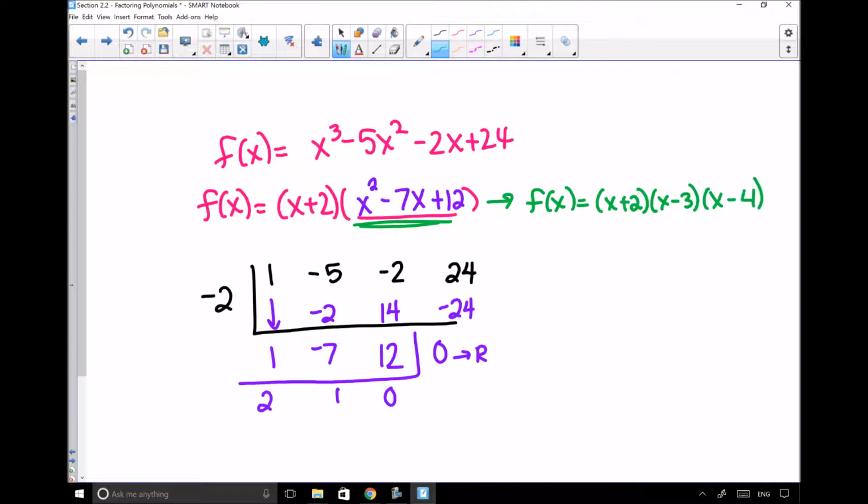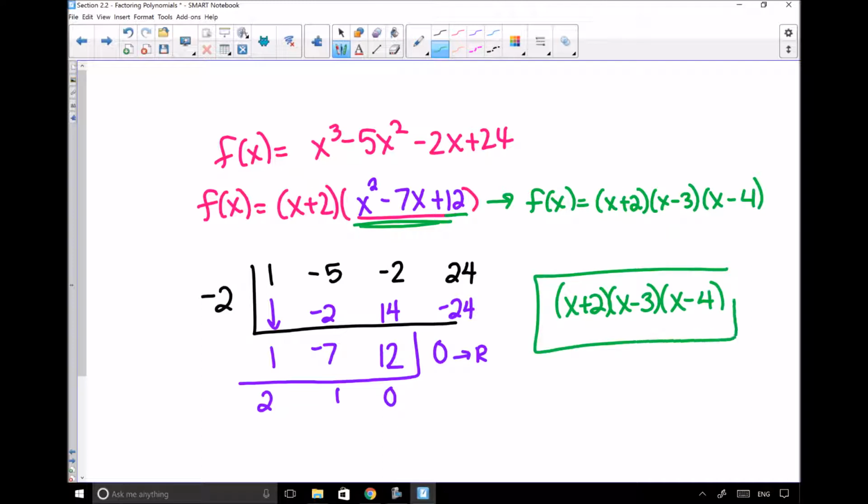Where did I get negative 3 and negative 4 from? They have a product of 12 and they have a sum of negative 7. So my answer to the question, which is to factor the expression, is going to be x plus 2 times x minus 3 times x minus 4.